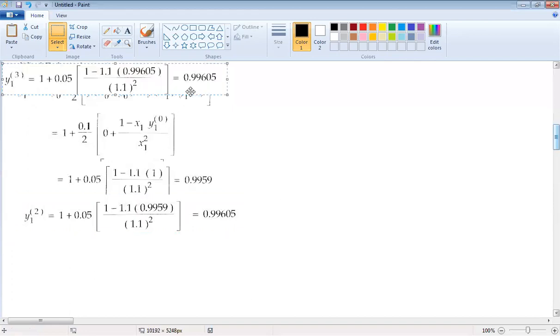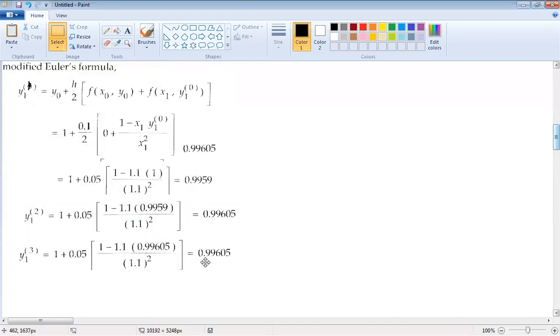Now y1 of 3 will be 1.05. Again, you can see in the expression only the y1 value is getting changed. So y1 of 2 we are replacing here. Now 0.99605, what we have got earlier, and simplifying we get this. You can see the last two values of y are exactly the same. So we can stop the iteration here, and the desired value of y of 1.1 will be 0.99605.